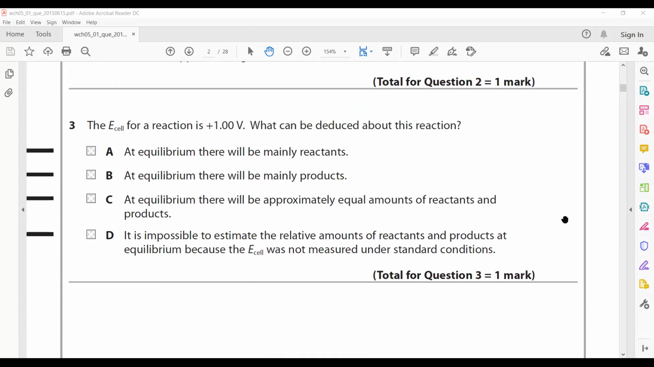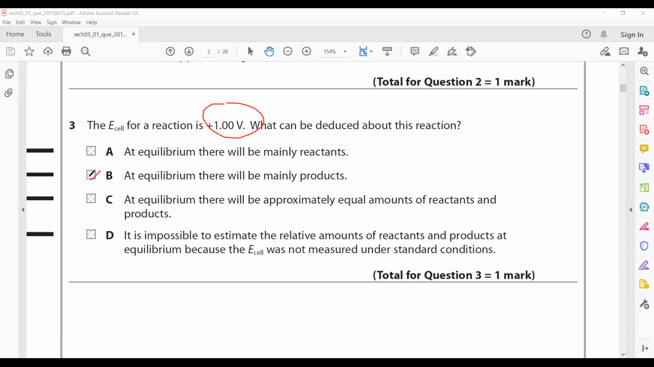Question 3. The electrode potential for a cell is 1 volt. What can be deduced about this reaction? High positive electrode potential means the reaction is feasible, so you will get mainly product.